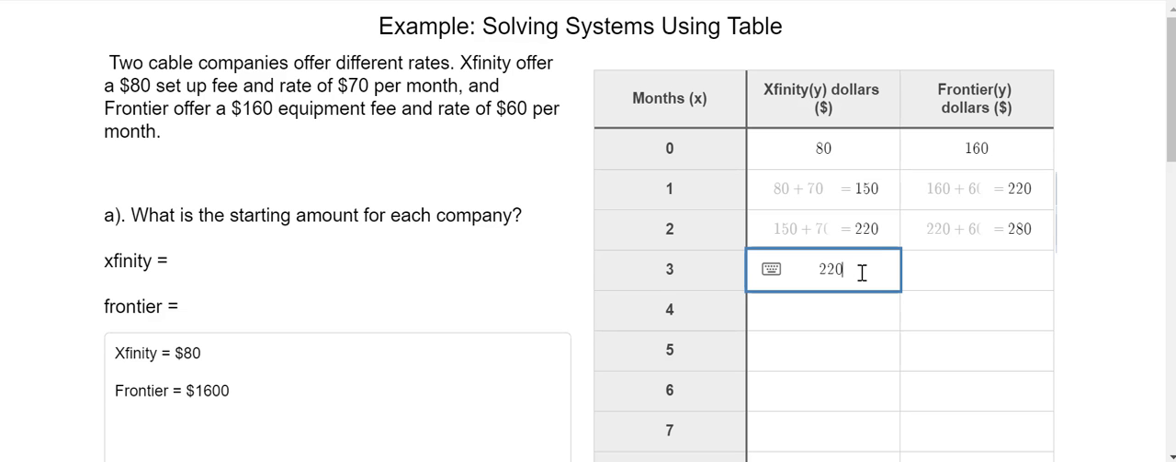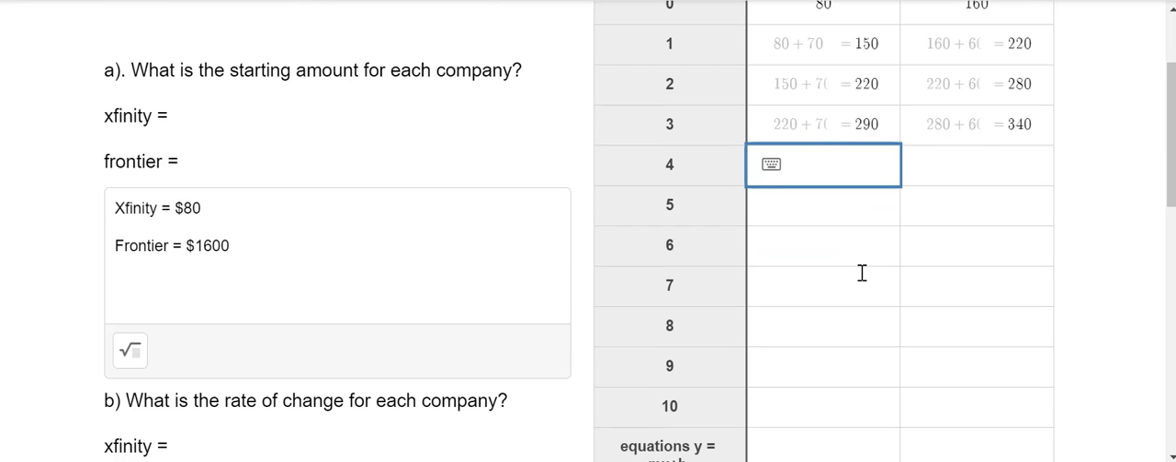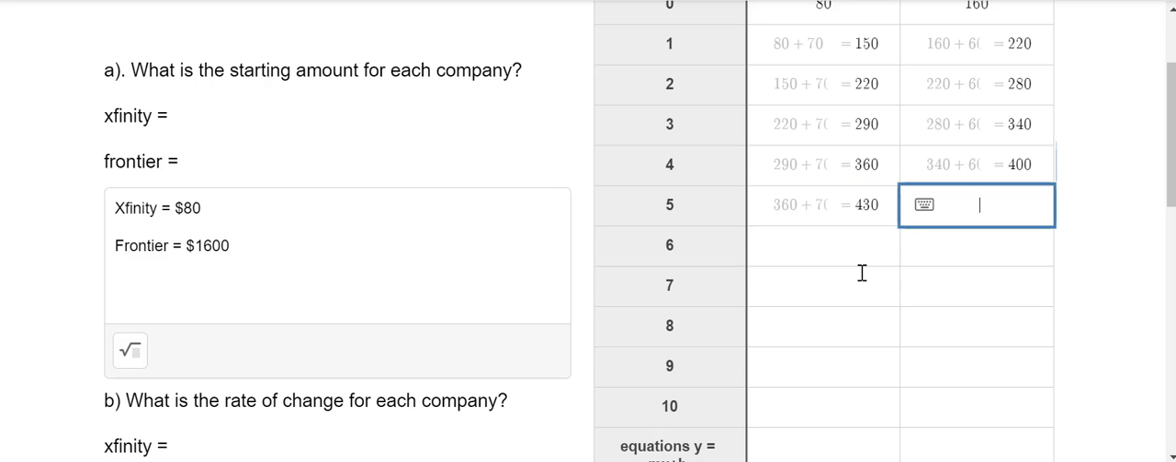And for the next one, we keep adding 70. And for Frontier, we keep adding 60. 290 plus 70 will be 360 for the fourth month, and for Frontier, for the fourth month, you have 340 plus 60. And for the fifth month, for Xfinity, we have 360 plus 70. For Frontier, you have 400 plus 60. Just press enter, you don't need to type the equal sign.